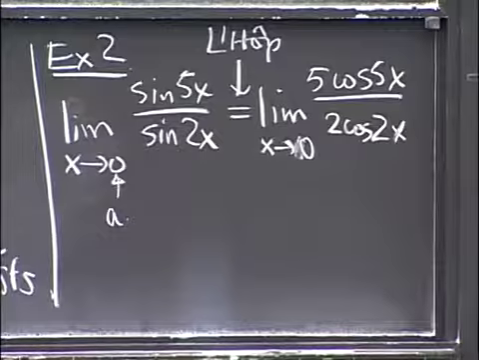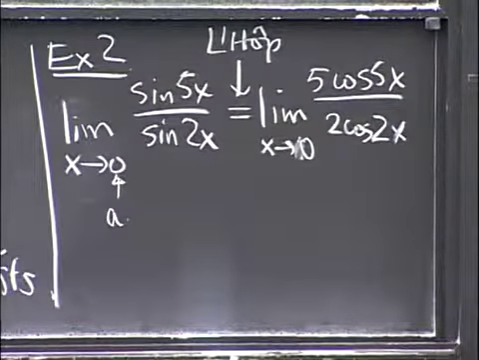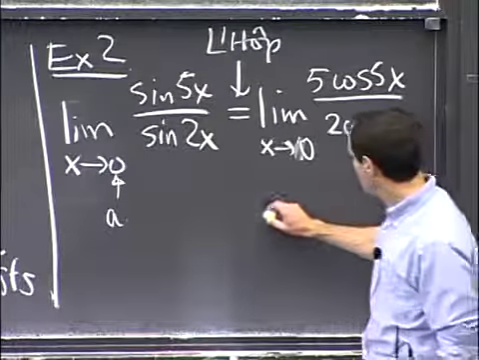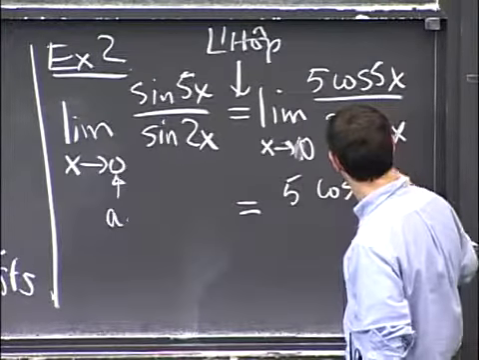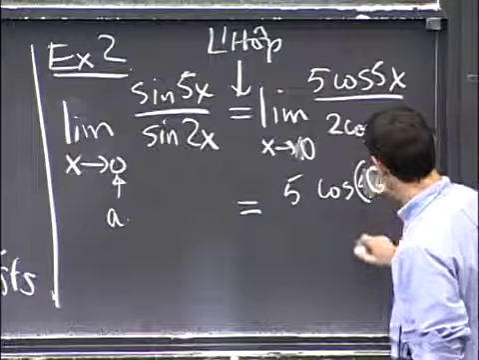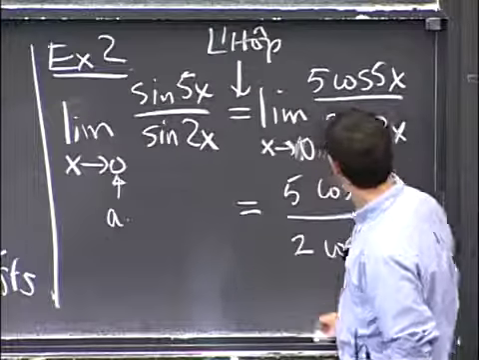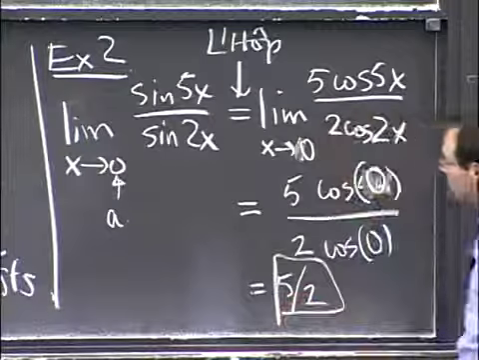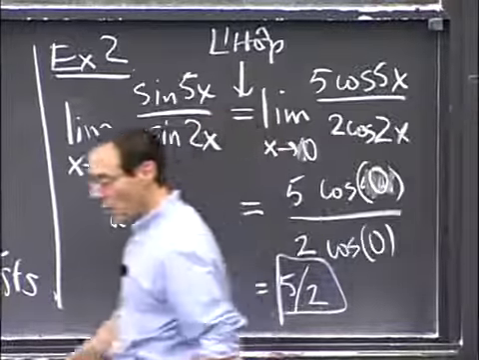All right, so the limit as x goes to 0 is the same as the limit of the derivatives. And that's easy to evaluate. Cosine of 0 is 1, right? This is equal to 5 times the cosine of 5 times 0, divided by twice the cosine of 0. But you know that that's 5/2. All right, so this is how L'Hopital's method works. It's pretty painless.